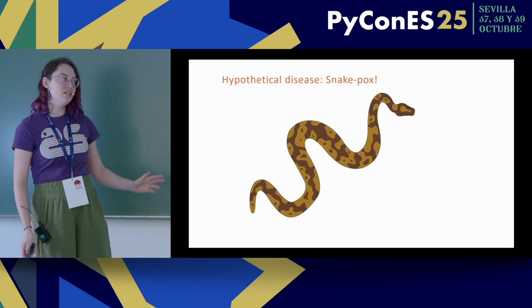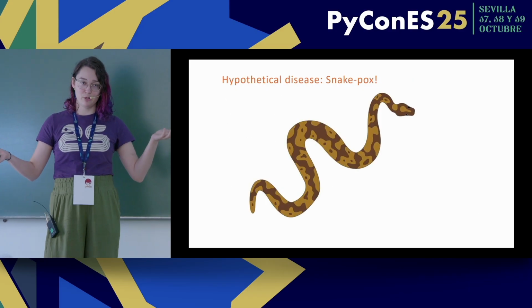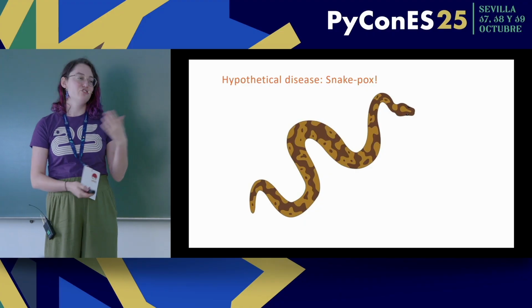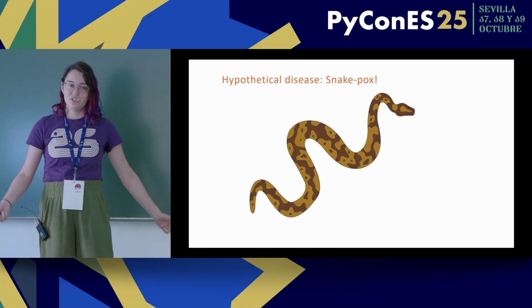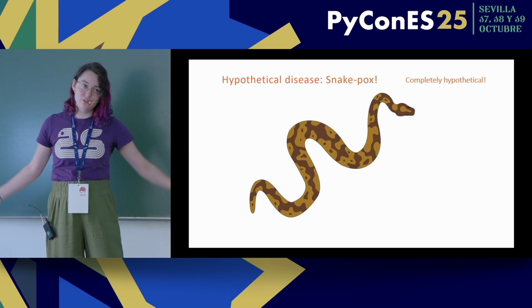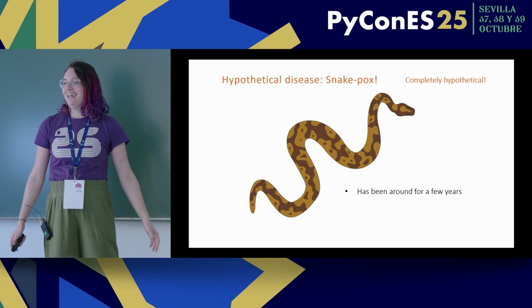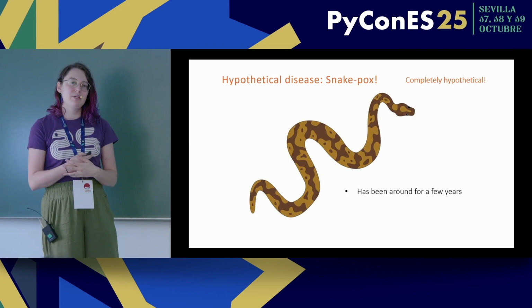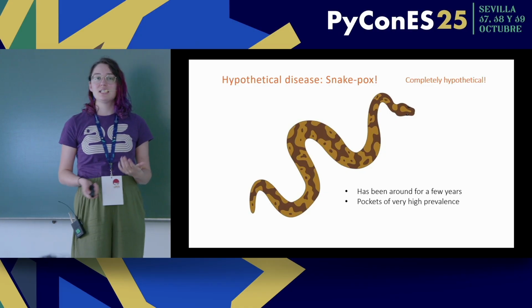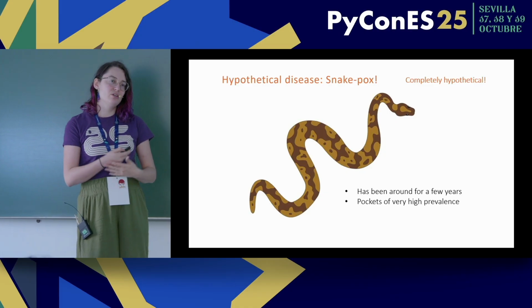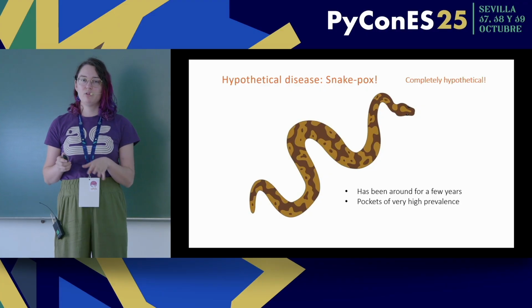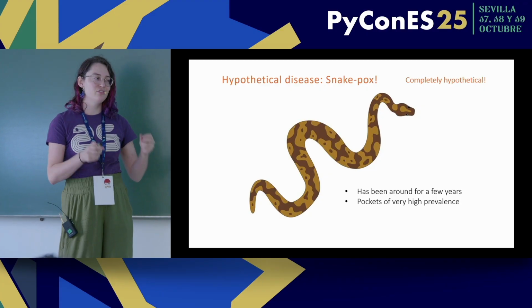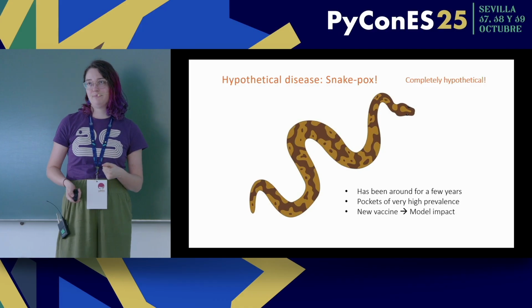So now let's look at a hypothetical disease, snakepox. So we've had chickenpox, we've had monkeypox, and now snakepox. Don't worry, it's completely hypothetical. I don't want to scare anyone. But let's say that it's been around for a few years, and maybe it's been eradicated in most of the world, but there are still some pockets around the world of very high prevalence. They just can't manage to get rid of it.